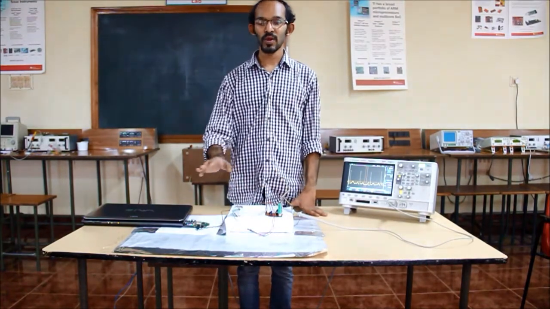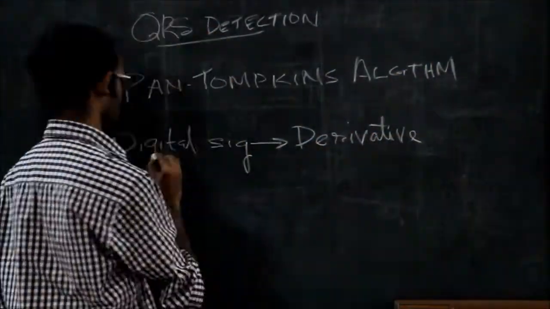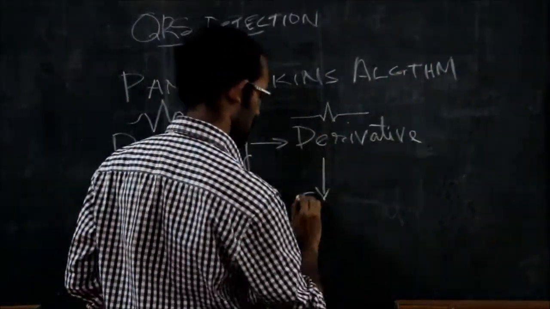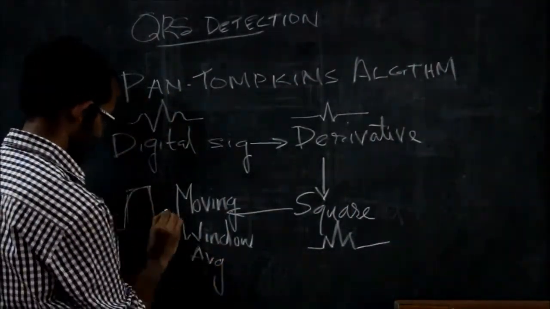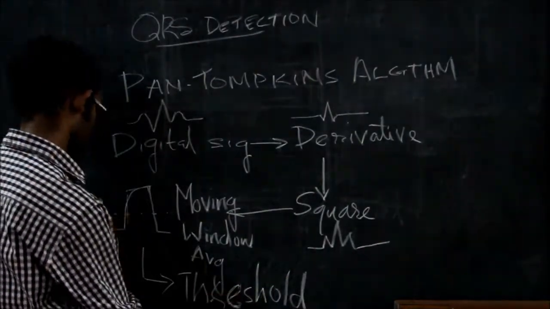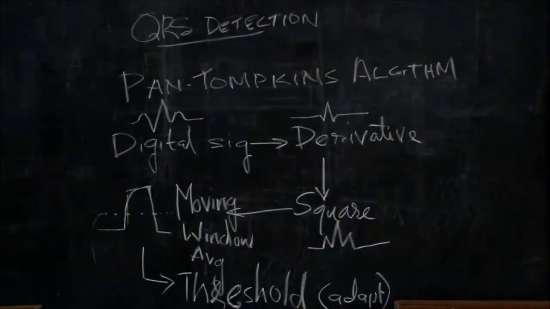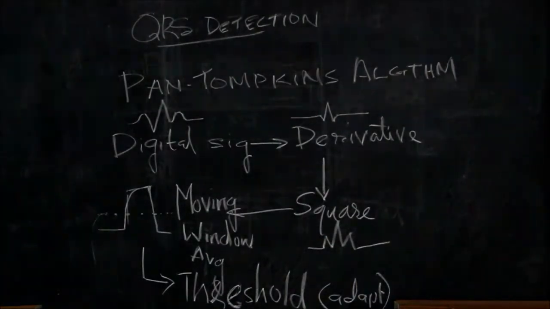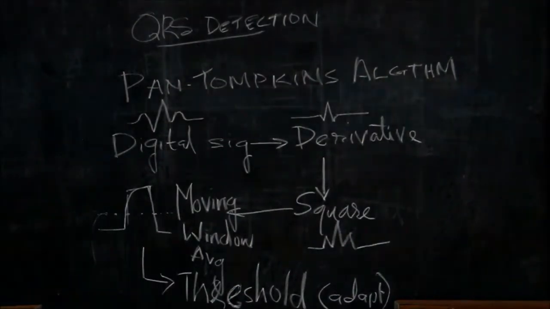Coming to the signal processing part, for the QRS detection part, we are using the Pan-Tompkins algorithm. The digital signal, that is the ECG data, is passed to a derivative filter which emphasizes the higher frequency components, that is Q, R and S.